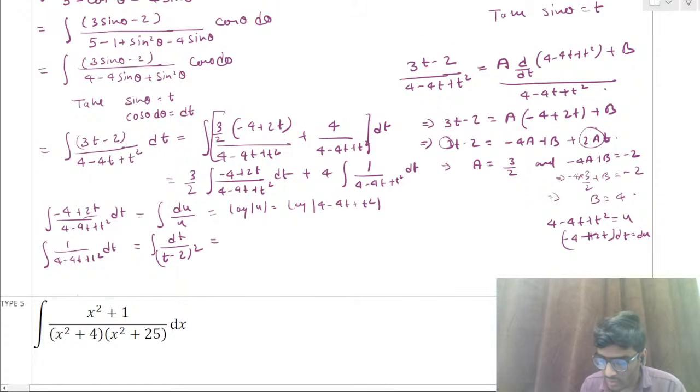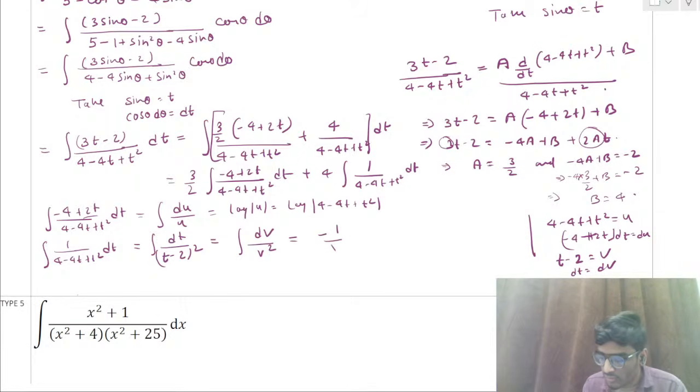So this integration becomes integration of dt upon t minus 2 whole square. If we take t minus 2 as another variable v, we will get dt equal to dv. This integration becomes integration dv upon v square. So what is the integration of this? It will be minus 1 upon v, because 1 upon v square gives v raised to power minus 2. It gives v raised to power minus 2 plus 1 upon minus 2 plus 1, which gives minus 1 upon v. So this integral becomes the given integral.